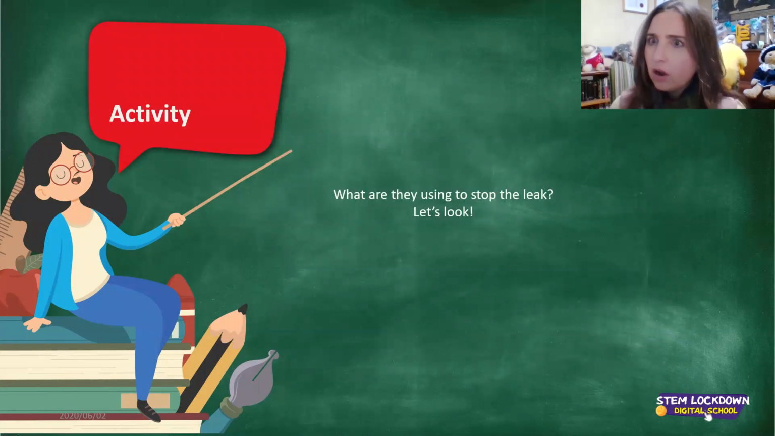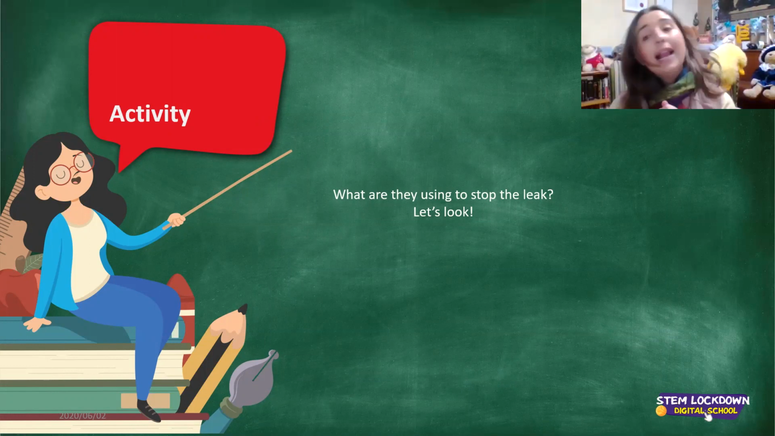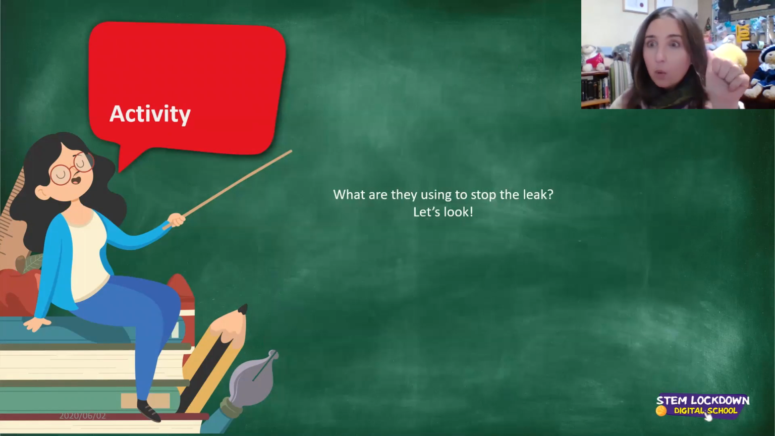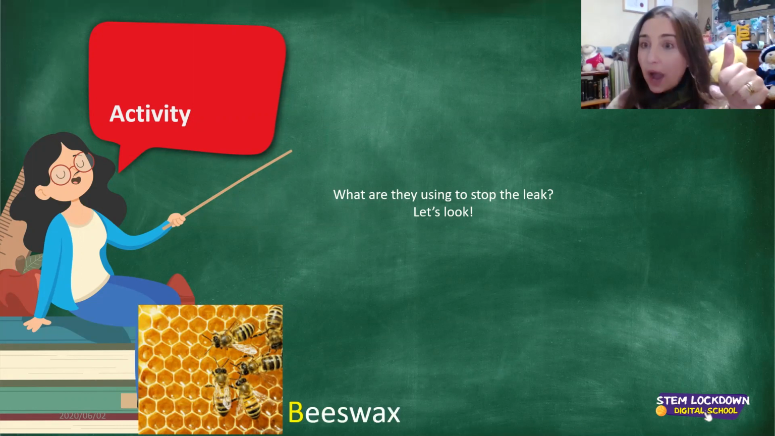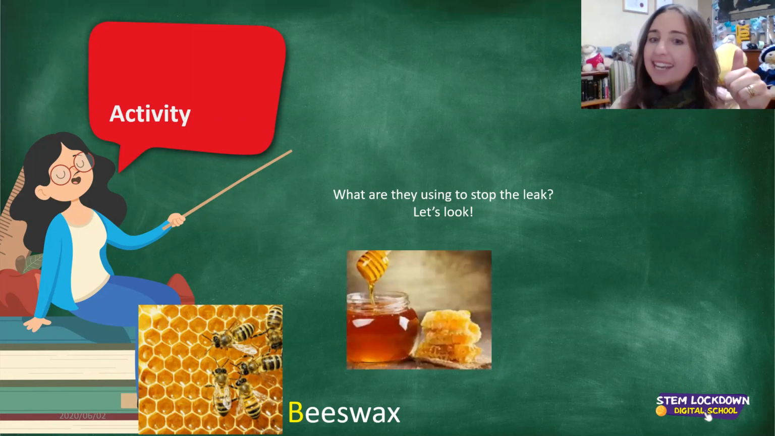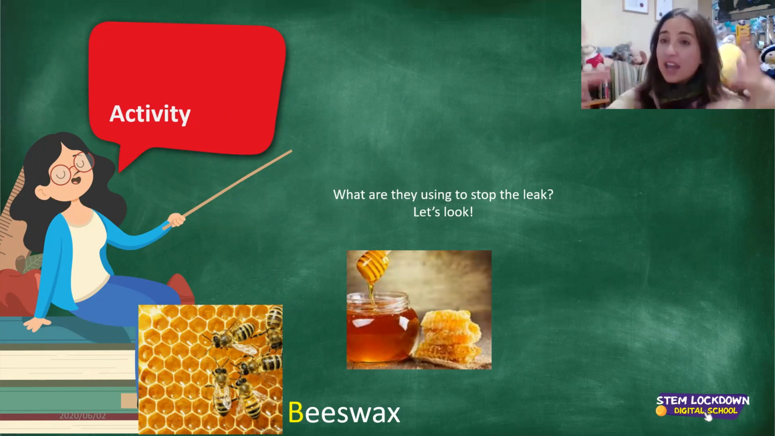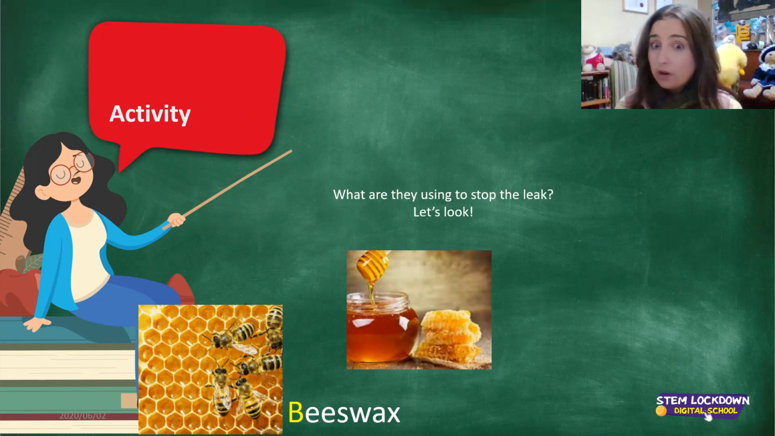So, can you think of all the things they tried to do? What are they using to stop the leak? Let's look and find out. Can you name them for me? Let's try. Can you remember I pointed to 3 things? One was, what is that? Beeswax. Okay, B for bees or B for beeswax. What is beeswax, guys? Beeswax is what the bees are making their honey in. It's like a honeycomb, basically, where there is their home, where they are storing all of this honey.